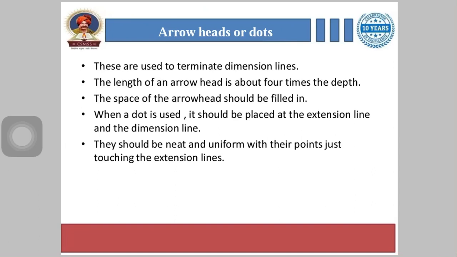Next is arrowheads or dots. These are used to terminate the dimension lines. The length of an arrowhead is about 4 times the depth. The space of the arrowhead should be filled in, and when a dot is used it should be placed at the extension line and the dimension line. They should be neat and uniform with their points just touching the extension lines.